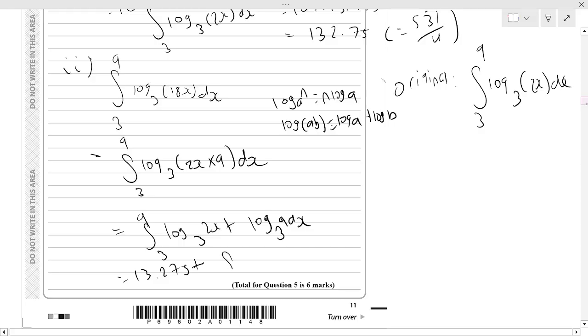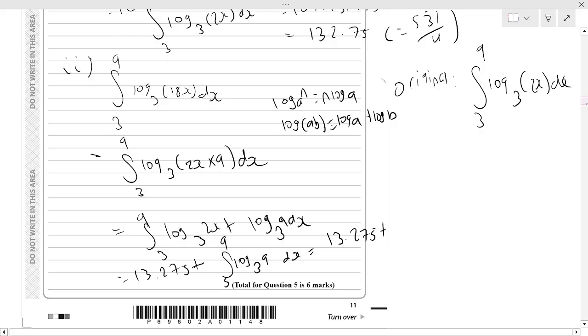Yes, I'm just trying to make it clearer. So then the integral of log 3 of 9 dx, sorry, dx, will be 13.275, then that'd be x log 3 9.